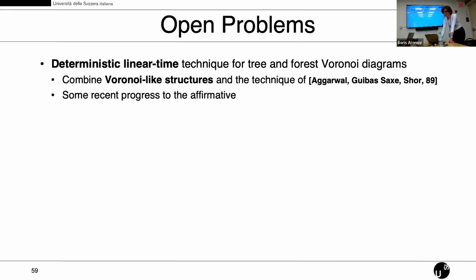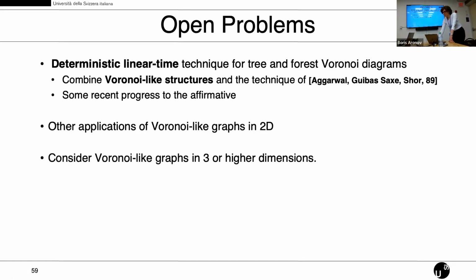And some open problems. The deterministic linear time technique for tree and forest Voronoi diagrams. We believe that we can combine Voronoi-like structures with the technique of randomized incremental construction, and some research progress says that the answer should be affirmative. Other applications of Voronoi-like graphs in 2D, when we have disconnected Voronoi regions. And also consider Voronoi-like graphs in 3 or higher dimensions.